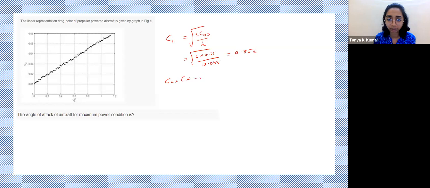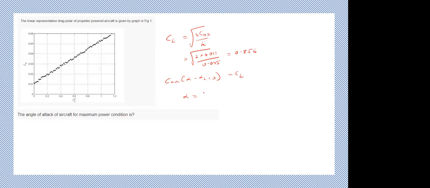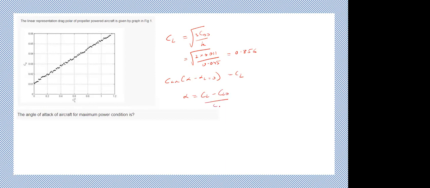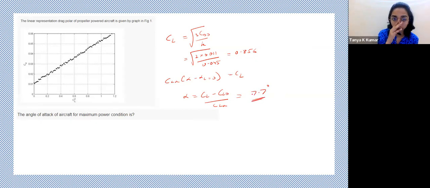And then what was alpha? The equation that he said, alpha minus alpha L equal to CL. So what is alpha? The similar steps that we followed last time. CL minus CL naught upon CL alpha. Okay, what is the value? 7.7. Okay, giving it 7. Yeah, 7 is the right answer. Is everybody getting this? Is there anyone who hasn't gotten the previous one or this one?